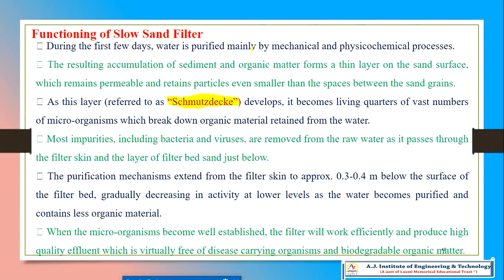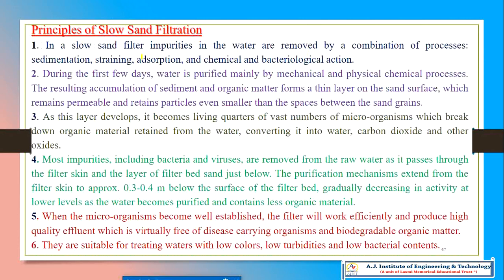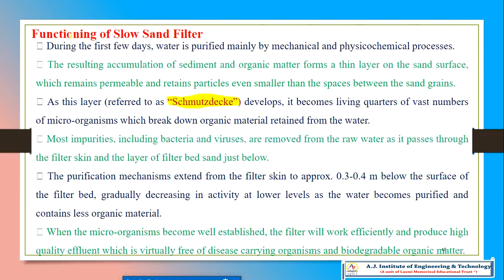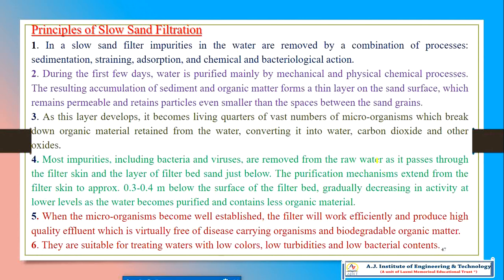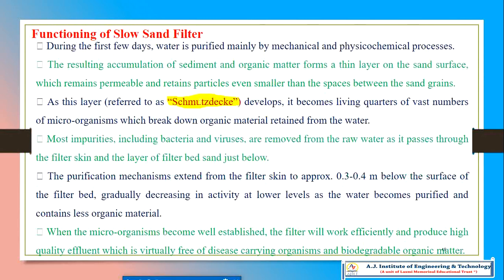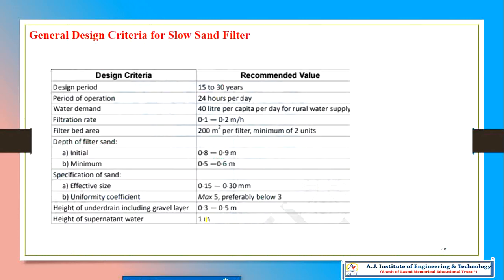During the first few days, the action is mechanical. The principle as well as the functioning of the slow sand filter are the same. This jelly-like layer is called the schmutzdecke. It acts again as a filter media, and the rate of filtration will be high due to this layer. Once the microorganisms are well established, the filter will work efficiently and produce high quality effluent, as I told in the last slide.